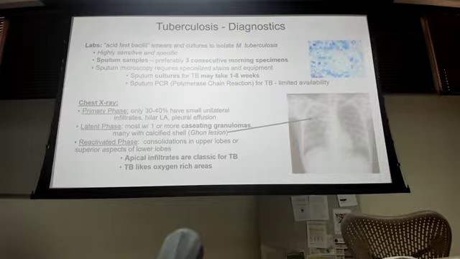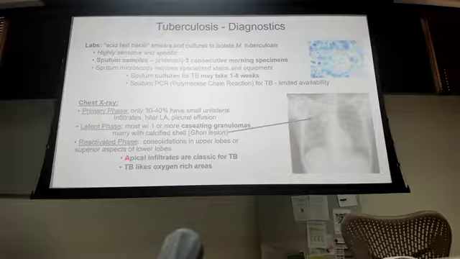Chest X-ray, right? This is very important to know right here. Primary phase, you may see something, most likely it's going to be nonspecific. Pleural effusion, you may think this is just atypical pneumonia. Now, latent phase and reactivation phase is where it gets interesting. This right here, Ghon lesions, is pathognomonic for TB. So in any test question you ever see, Ghon lesion, or they classify it as a calcified shell, we're thinking TB. Again, calcified shell, Ghon lesion, TB.